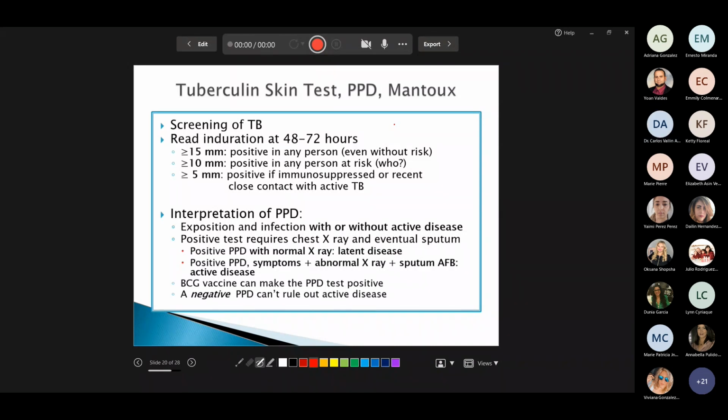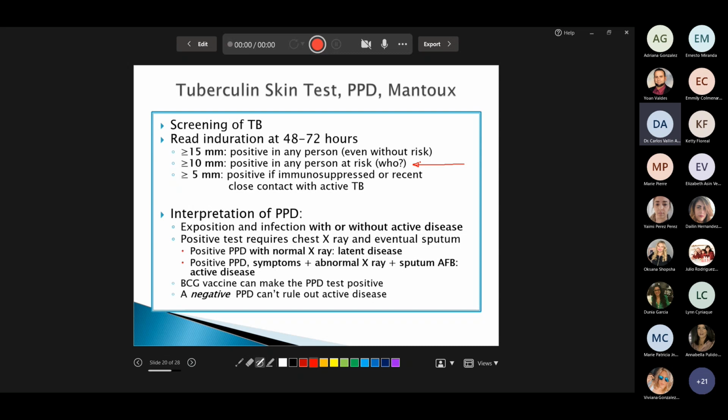When you have a person at risk, and we already determined which are the persons at risk, those are the persons that should have a PPD regularly done as a screening test, 10 or more millimeters is considered positive. So for a person at risk, 10 millimeters or more is positive. It applies for adults and children.